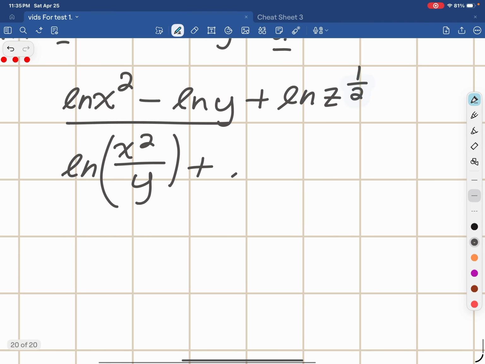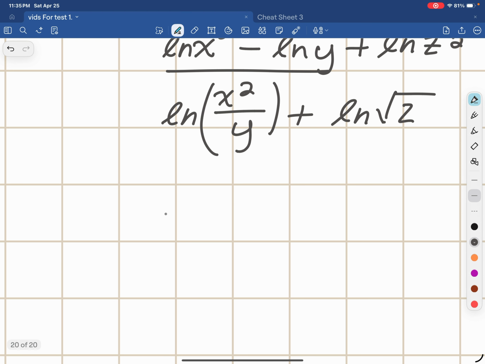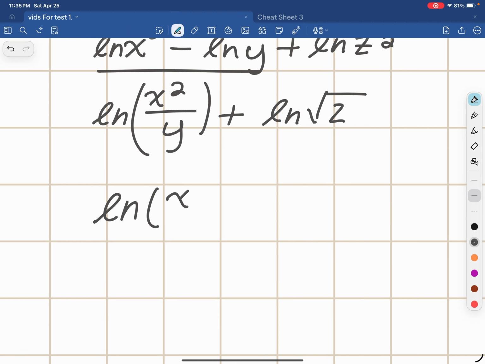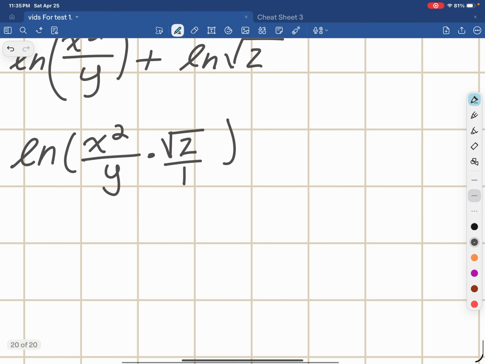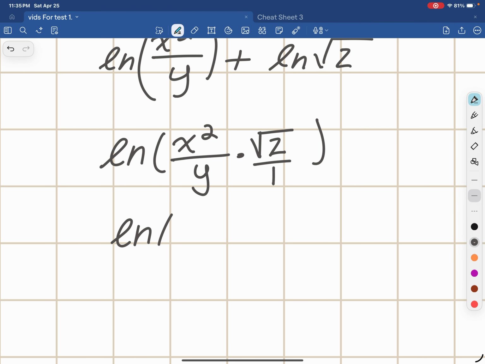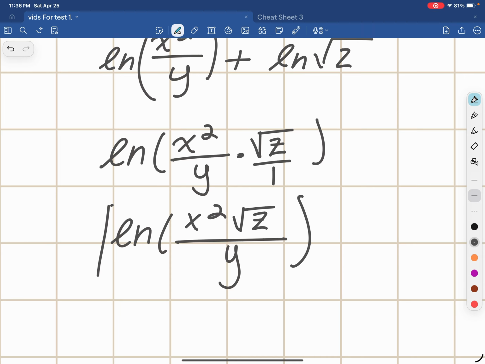Plus ln of z. We can also rewrite that as root z still to make it easier. We see two pluses, so we can do ln of x squared over y times root z. And we could just do that over 1. And we could do ln of x squared times root z over y. And that would be more correct.